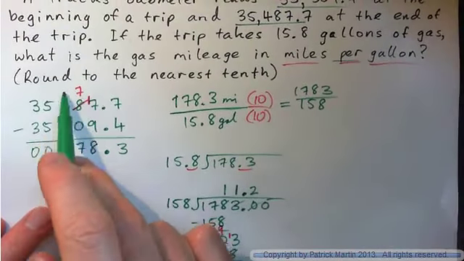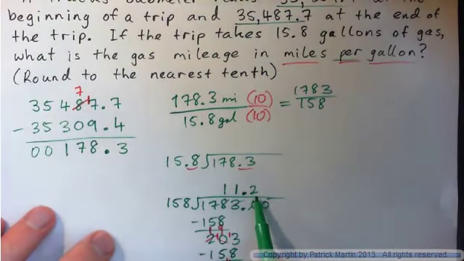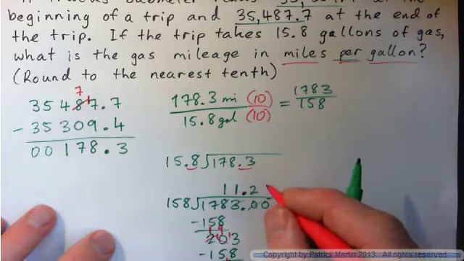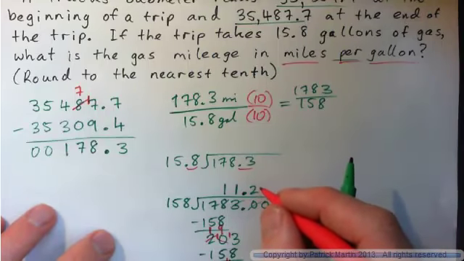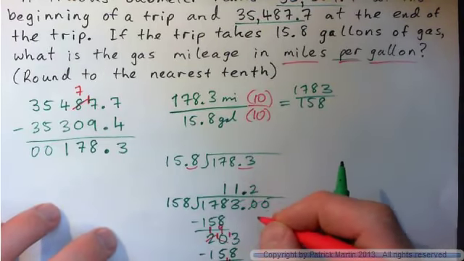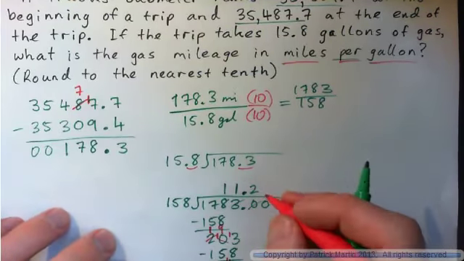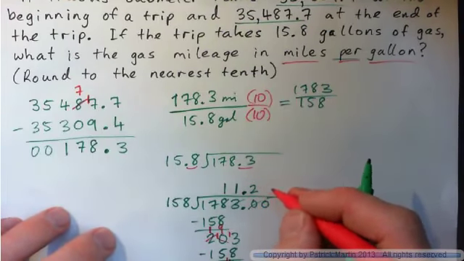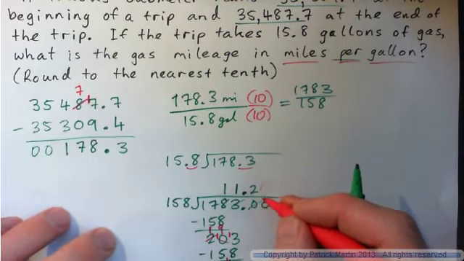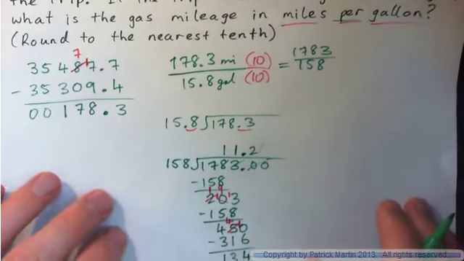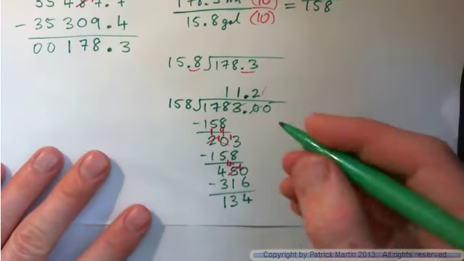Now we're asked to round to the nearest tenth. I have it to tenths, but I don't have the hundredths place, and I need it so that I know what to round to, because this could be a 5 or more and have to round up to 11.3. If it's 4 or less, it's going to be 11.2. So I don't know if this needs to be 11.2 or 11.3 until I get the next digit. So we'll keep going.